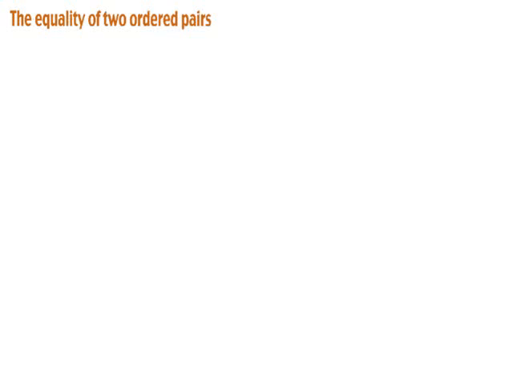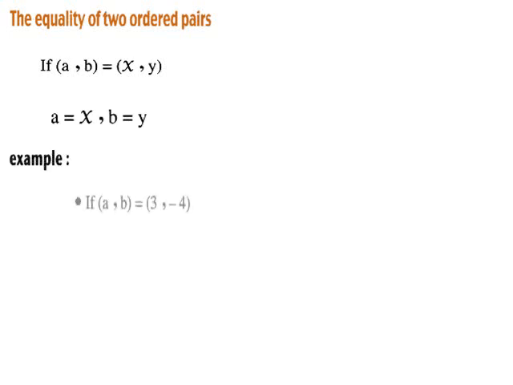Okay, x equals x in the first ordered pair and second ordered pair, and y equals y in the first and second. So if a and b equal x and y, the ordered pair (a, b) equals the ordered pair (x, y). So a equals x and b equals y. What about that? Let's take an example.